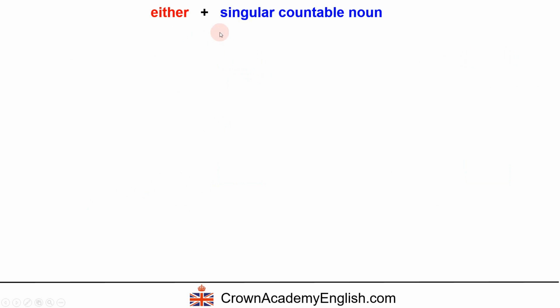First of all, either with a singular countable noun. And this means one or the other when we are talking about two things. That's very important for this whole lesson. Either and neither, we are usually talking about only two things.